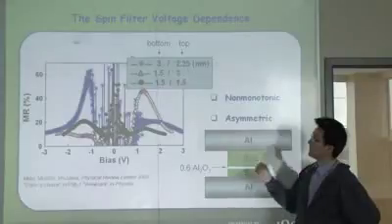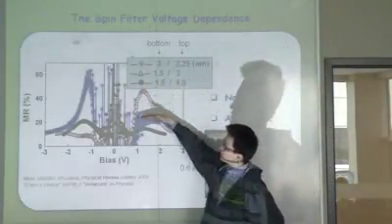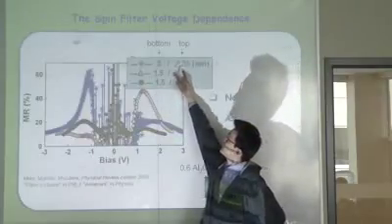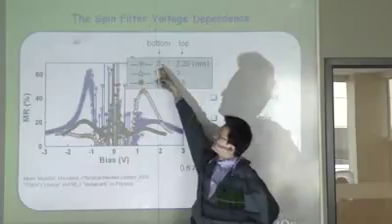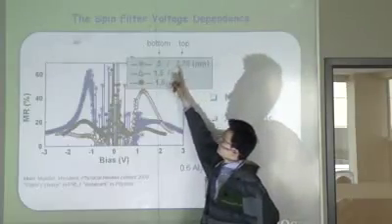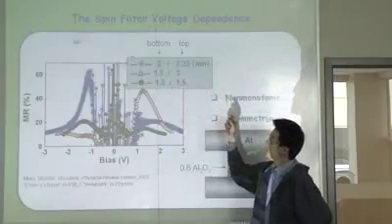So these two features are associated with the spin filter. And these three curves correspond to different combinations of the film thickness. We have a thicker bottom layer, thinner top layer, or a thinner bottom layer, thicker top layer, all more or less the same.